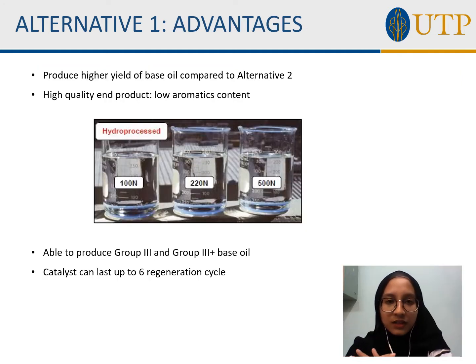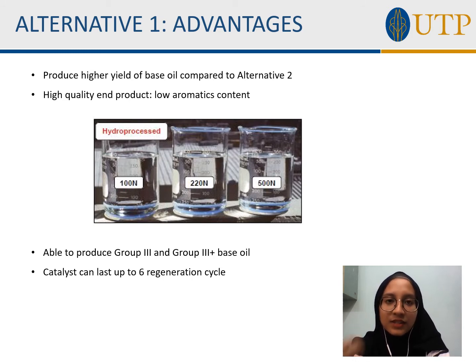Assalamualaikum and good day to Dr. Raid. I'm Qamarina. I will be explaining the advantages and drawbacks of alternative one, which is the integration of hydrocracking, hydrodewaxing, and hydrofinishing. The first advantage is it can produce a high yield of base oil compared to alternative 2, because in alternative 2, we are completely removing the aromatic. In alternative 1, we are converting the aromatic into a useful compound.